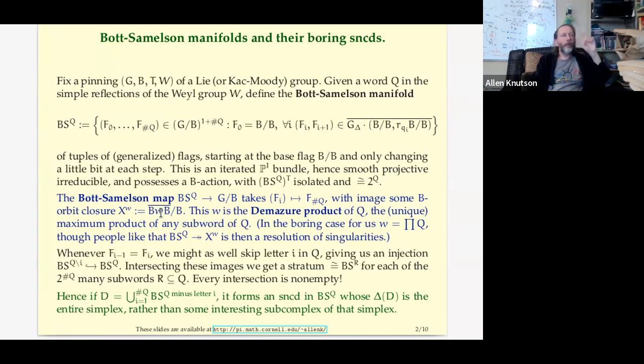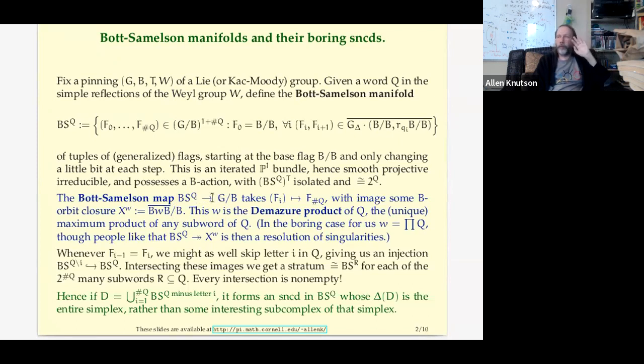So what people use this for, this was not, so Bott-Samelson, I'll just say, since I'm at Stanford, what Bott-Samelson cared about, which is they said, let's take Q to be a reduced word for the long element in W. So they took G finite dimensional, and they took Q to be a reduced word for that w naught. And in that case, they got that this map was birational. They didn't use that word because they were doing topology, not algebraic geometry. But anyway, this was a degree one map.